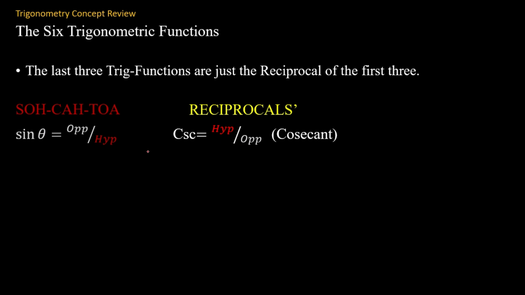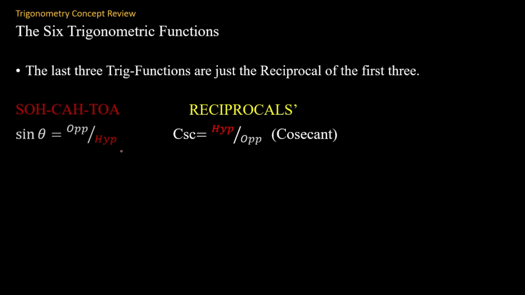It is very easy to take the reciprocal of any number. We know the reciprocal of A over B is B over A. Just flip it over. Bring the denominator to the top and bring the numerator to the denominator.